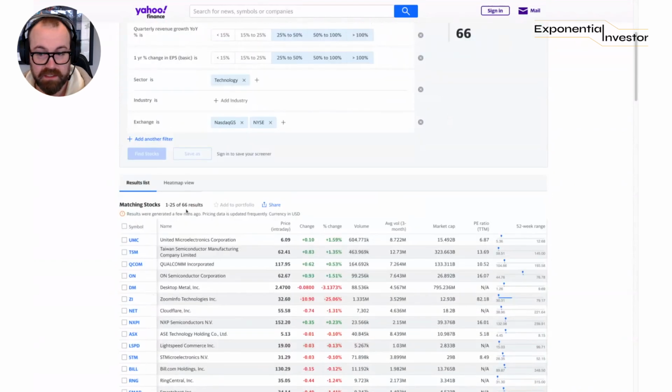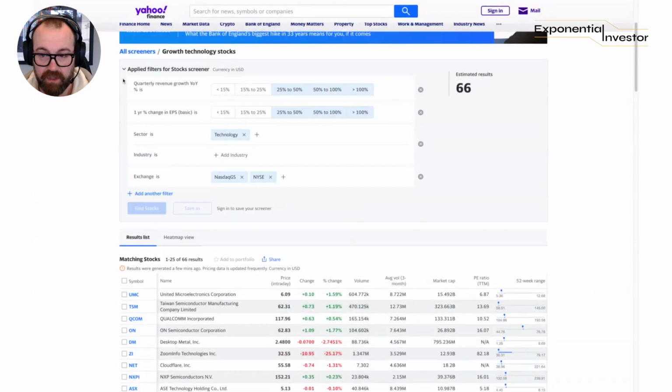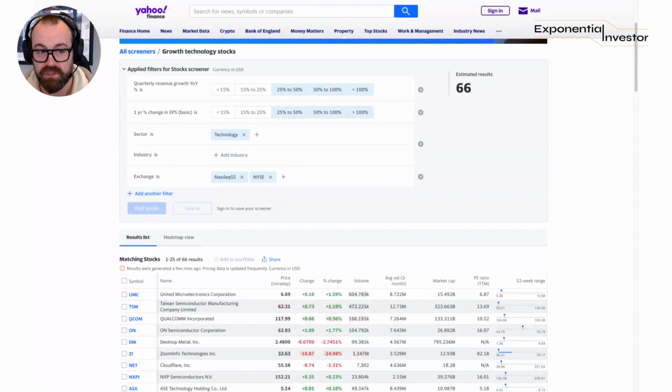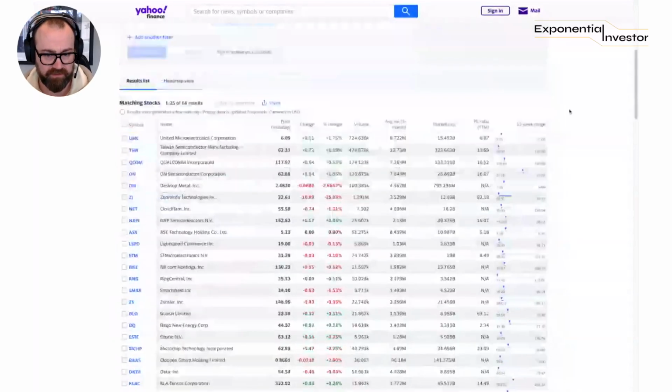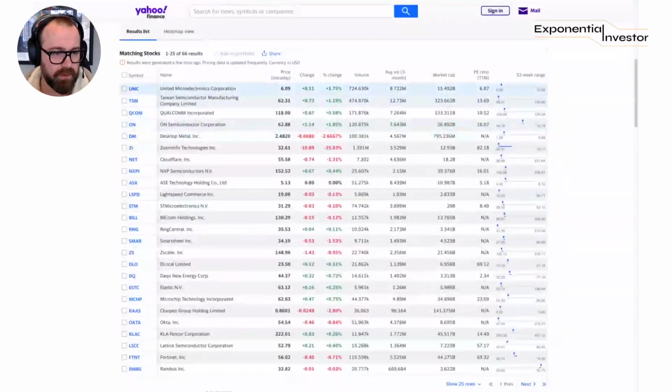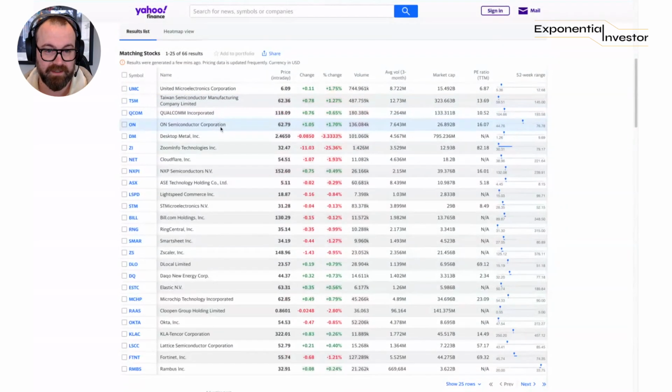And then what you'll see is there are 66 companies that meet that criteria. So out of all the stocks on the NASDAQ and New York Stock Exchange, we have filtered it down into the technology sector and have got revenue growth and earnings per share growth over the last year. 66 of them. And so you can see here we got Microelectronics, Qualcomm, ON Semiconductor. Interestingly enough, the top four here, semiconductor, semiconductor, semiconductor, semiconductor. That's probably saying something.